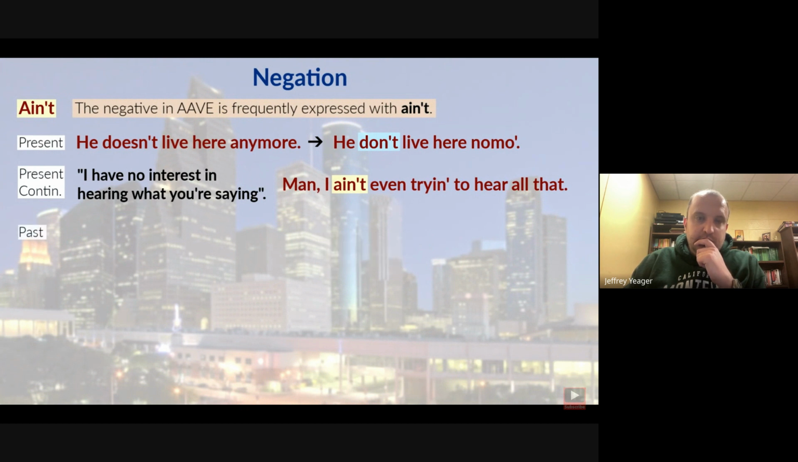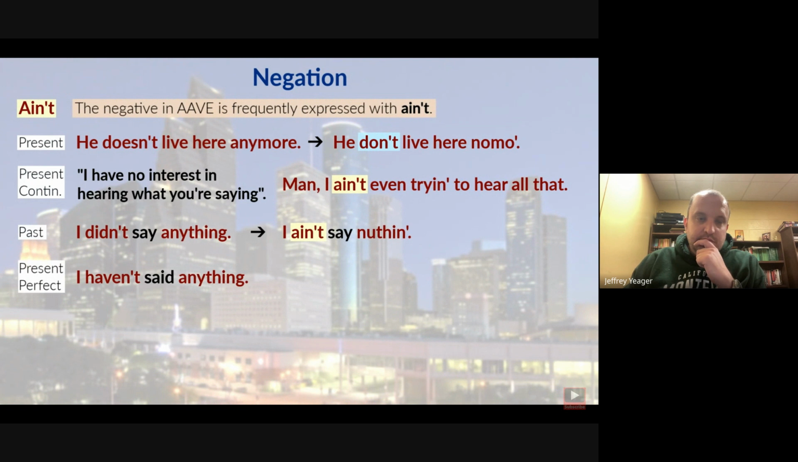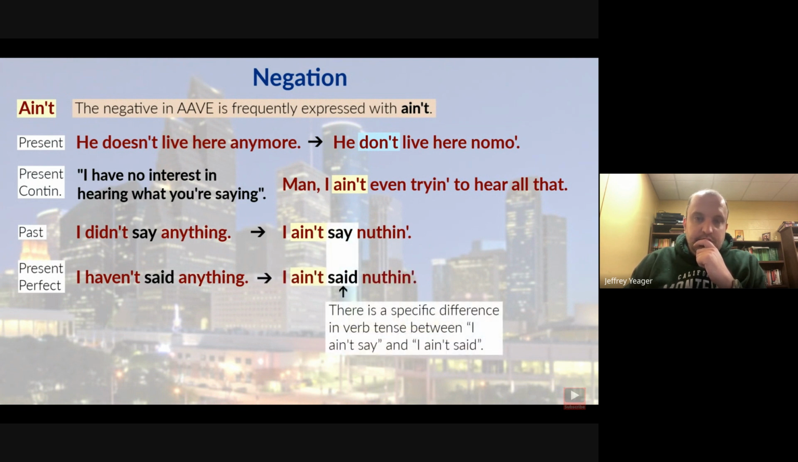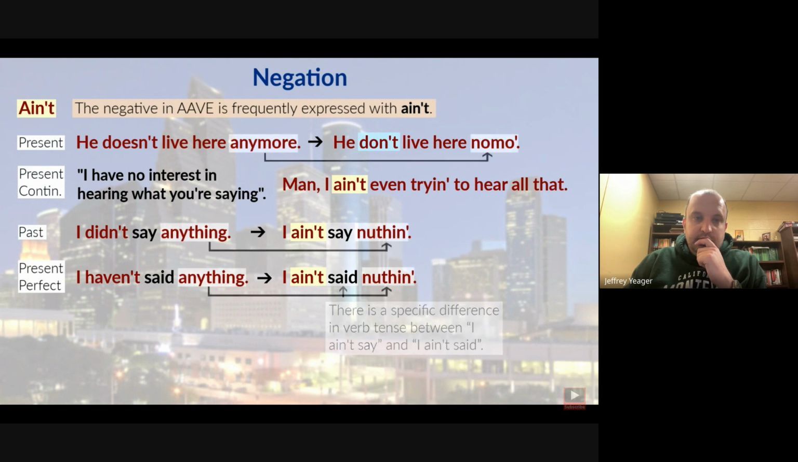In the past tense it's used, I didn't say anything. I ain't say nothing. It's also used with the present perfect. I haven't said anything. I ain't said nothing. By the way, notice that there is a specific difference in the verb tense between I ain't say and I ain't said. Those aren't random variations. You might have also noticed that anymore and anything are replaced with their negative counterparts, resulting in a double negative.